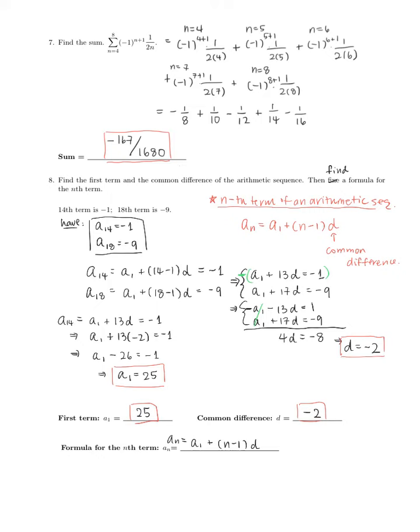times t. Alright, so it looks like this is going to be what? A sub 1, we just discovered that that's 25. And then plus n minus 1, and then our common difference was negative 2.